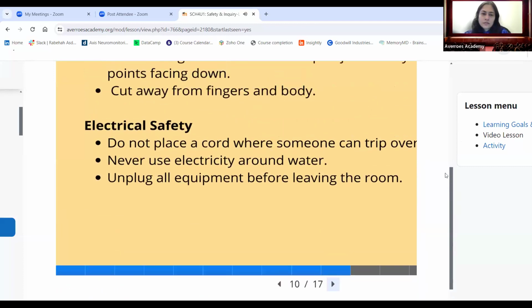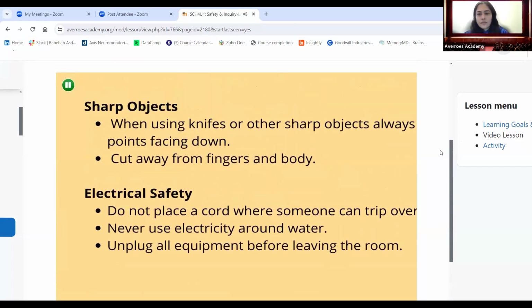Sharp objects. When using knives or other sharp objects, you always walk with the points or the sharp end facing down, and you cut away from your fingers and your body. With regards to electrical safety, do not place a cord where someone can trip over it. Never use electricity around water, and unplug all equipment before leaving the room.